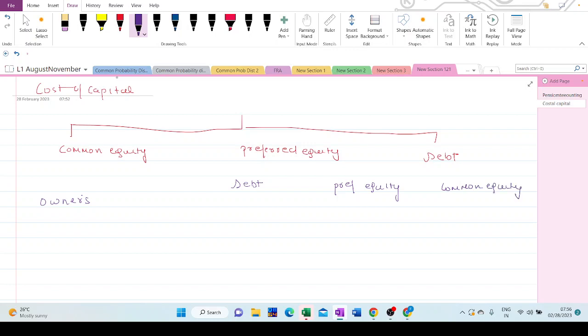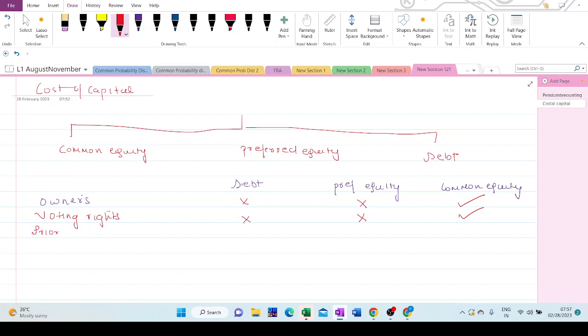Now, guys, are debt holders of the company the owners of the company? No. Are pref equity holders the owners of the company? No. Common equity shareholders are the owners of the company, who have the voting rights. Debt holders do not have voting rights. Pref equity shareholders do not have voting rights. Only common equity shareholders have voting rights.